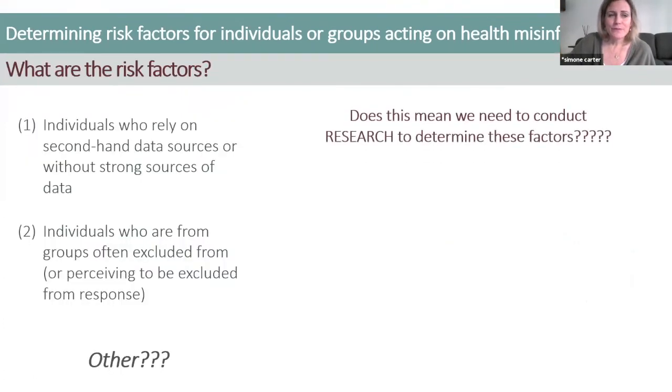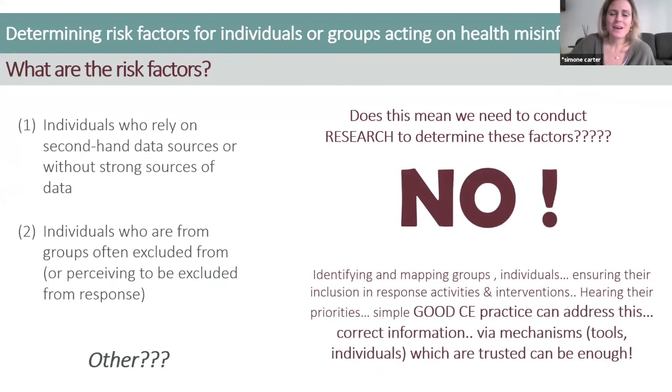So when we think about the groups of risk factors, we have individuals who might rely on secondhand sources or without strong sources of data. There might be individuals or groups who are excluded or perceived as being excluded from the response. I'm sure there's others that you all know. But does this mean that we need research to determine all of these factors? I don't think so. Often if we're identifying and mapping groups and individuals at a local level, and we're ensuring their inclusion in the response activities and the interventions, in cases like the DRC, that would mean not prioritizing COVID. That would mean prioritizing measles, malnutrition, malaria, things that are actually facing communities and actually causing death here.